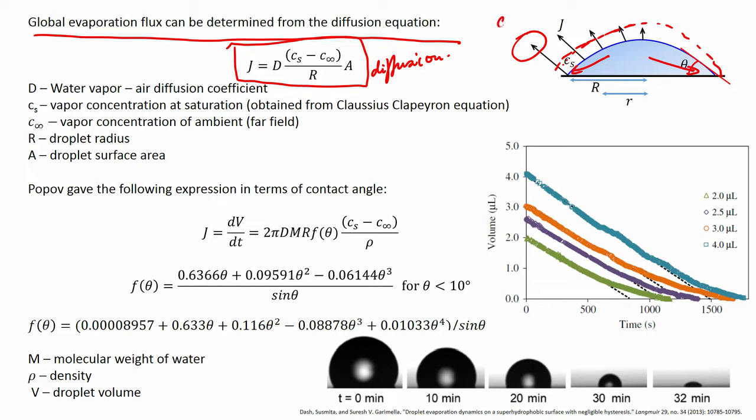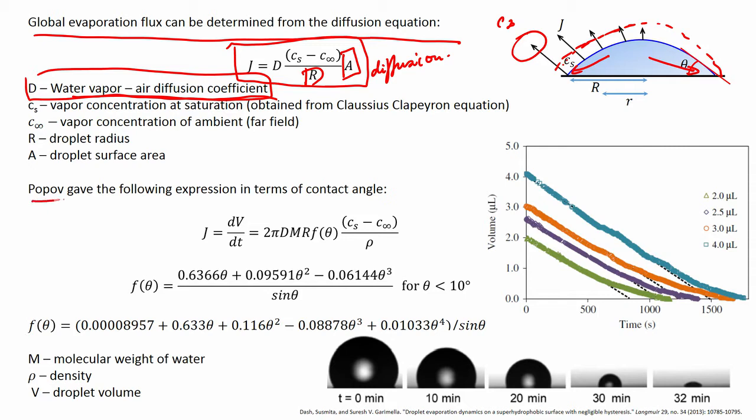surface, and C infinity is the concentration of the same vapor at far infinity, A being the surface area of the droplet and R being the contact radius. And D is basically the water vapor-air diffusion coefficient. If instead of a water droplet this is something else, say for example ethanol, then of course you will have a very different diffusion coefficient. So that value depends on the application that you are dealing with. So that is the J.